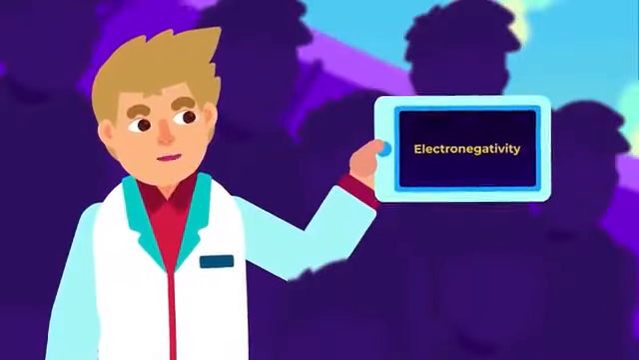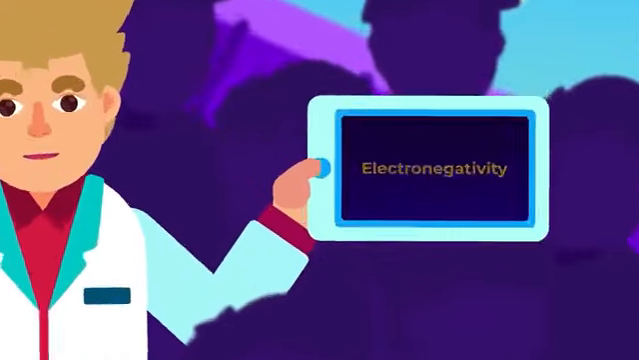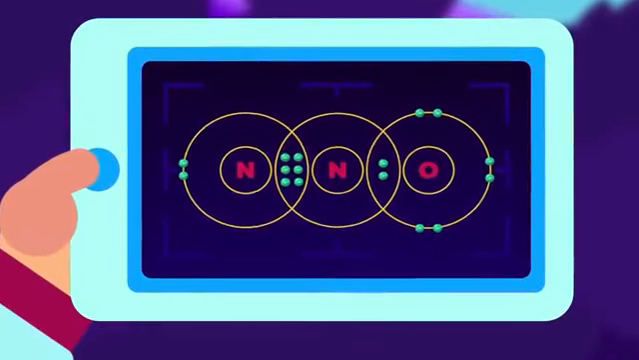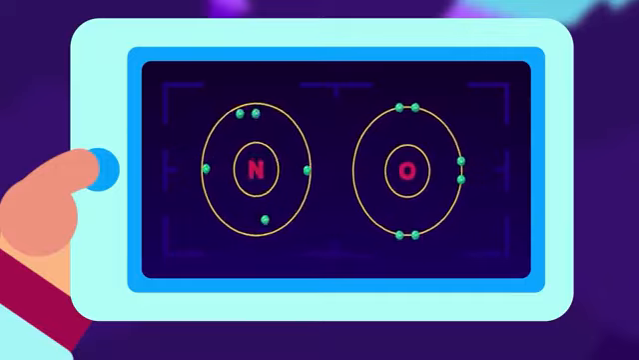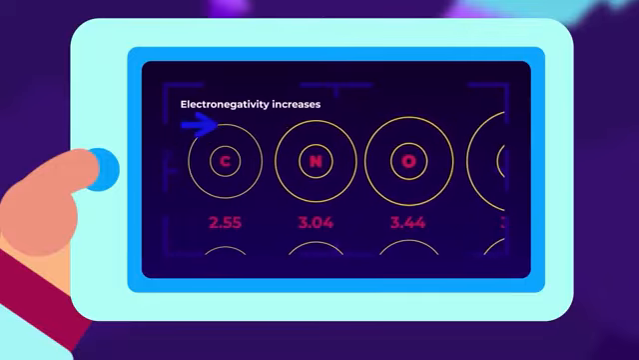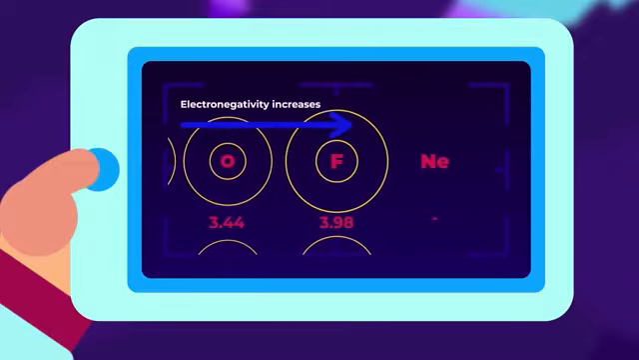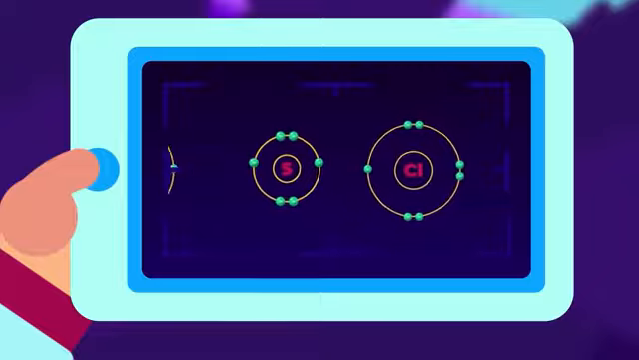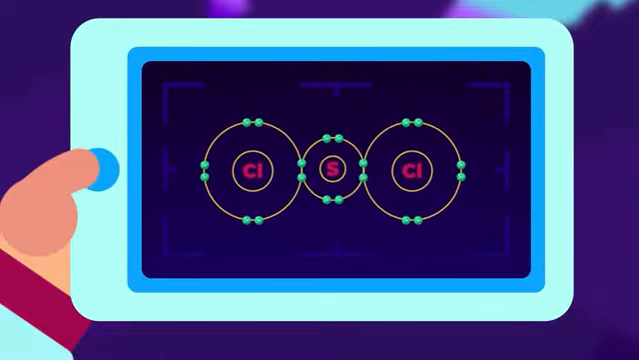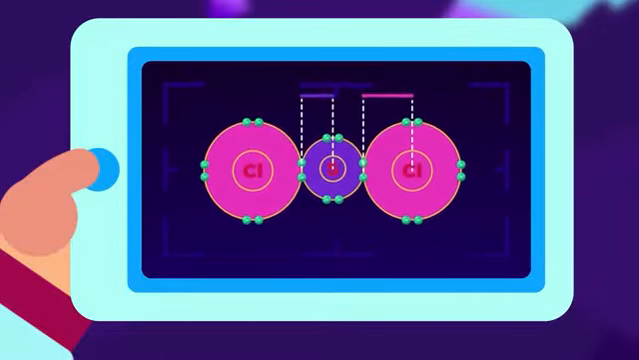The final trend is electronegativity. Electronegativity is the ability of an atom in a molecule to hold on to the bonding electrons. The electronegativity increases as you go across a period from left to right, inversely related to atomic radius and size. This is because the smaller atoms mean the nucleus is closer to the bonding electrons of the molecule.